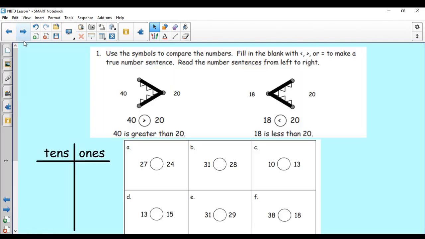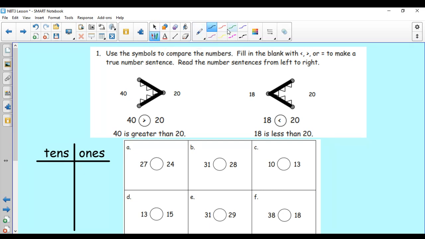All right. Okay, so we're going to practice just a couple of these. We're going to use the symbols to compare the numbers. So on each of these, we're going to fill in the blank here. And I've drawn just a little T-chart with our tens and ones so that if we need to compare the numbers and look at them, we can. All right, so the first one, we're not going to do all of these, but if we look at part A, we've got 27 and 24.